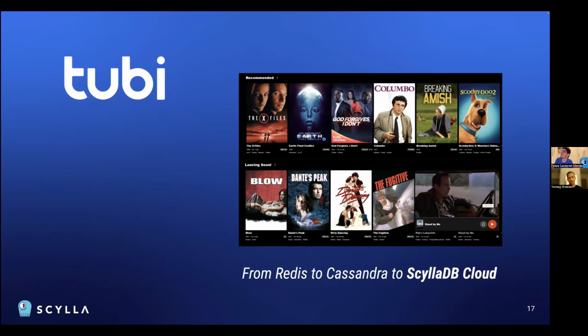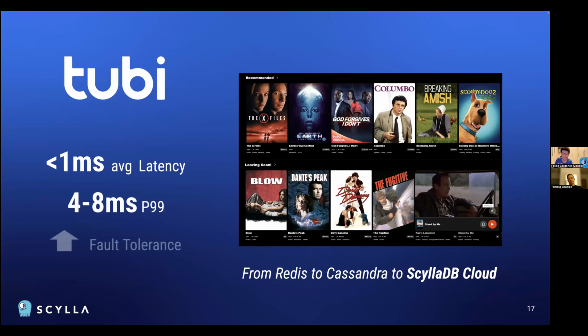why they chose ScyllaDB. We finally get to Tubi, who started with Redis, but quickly realized that the costs would grow too high to sustain their required traffic, and they decided to switch to Cassandra. And conversely, they realized that with Cassandra, the latency requirements wouldn't be met, which is when they engaged with us to evaluate ScyllaDB Cloud, our managed service offering. As a result of their migration, their P99s were in single-digit milliseconds, considering fault tolerance.